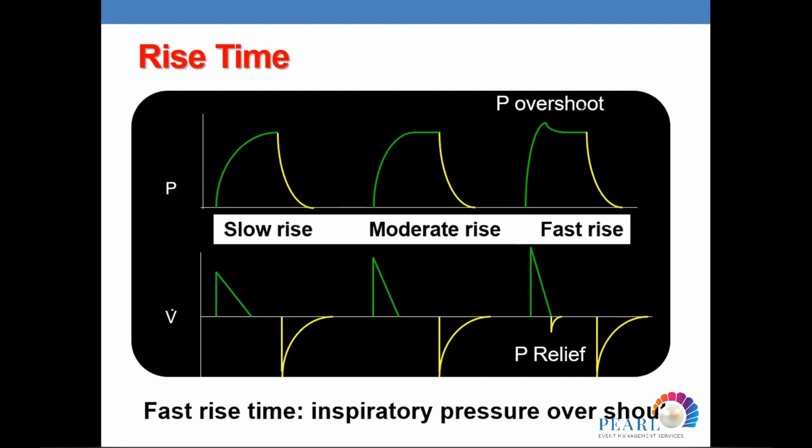If you make it fast, a sharp rise time, you will have a pressure overshoot, and this can cause pressure injury to the lung. So I want it to look in this way.